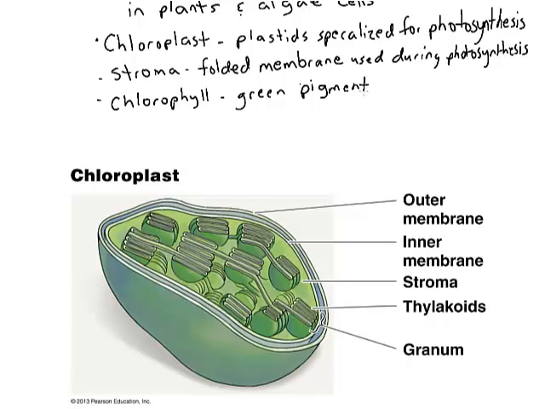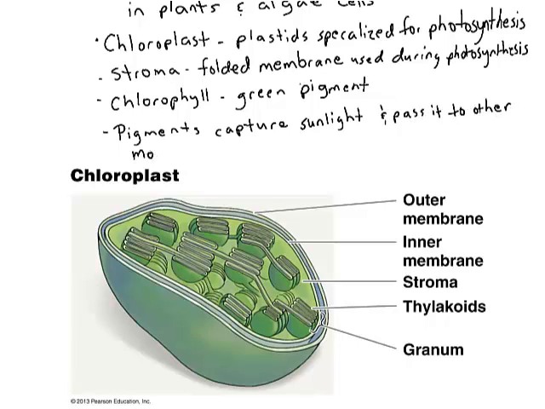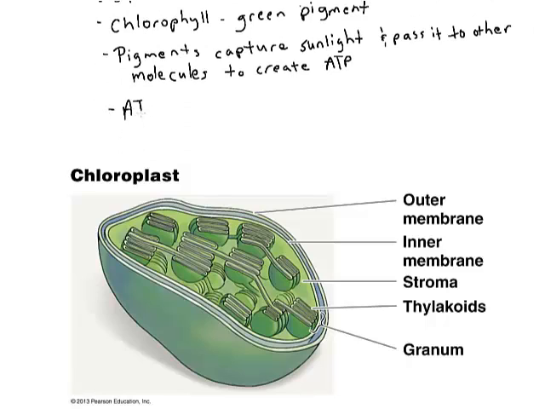Now, during photosynthesis, these pigments capture energy from sunlight and pass it on to other molecules, which use this energy to create ATP. This ATP is then used inside the stroma to build sugars from carbon dioxide and water.